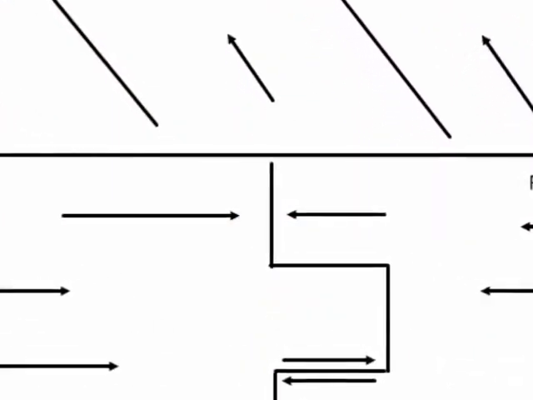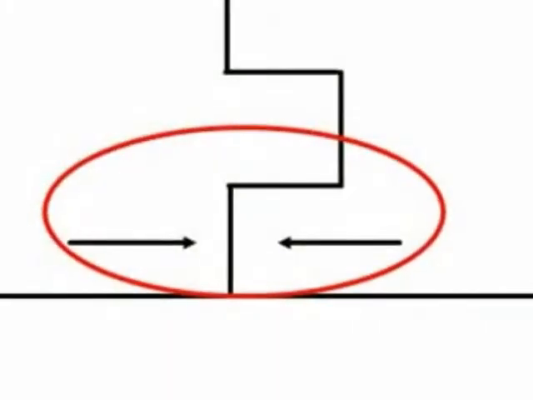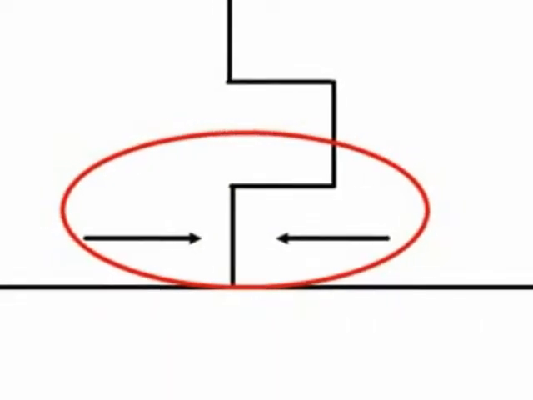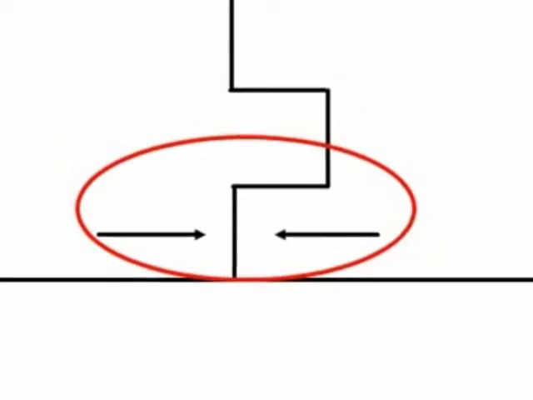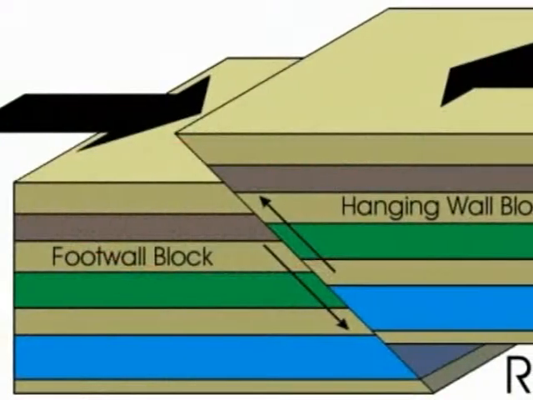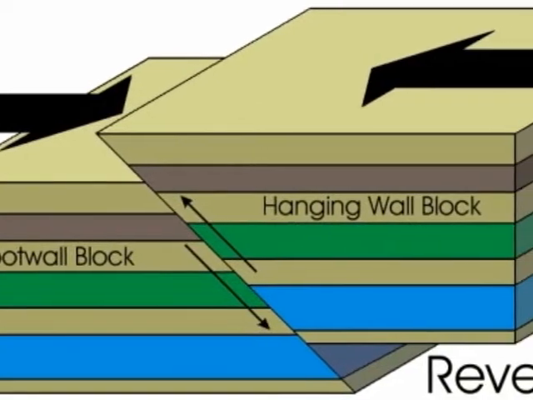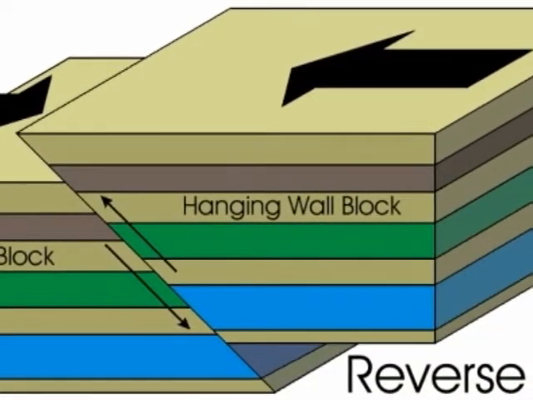This is the reverse fault. This is where the reverse fault occurs on our plate boundary. As you can see, it is reversed because the force is converging. A reverse fault occurs on a converging plate boundary. The hanging wall goes up and the footwall goes down.